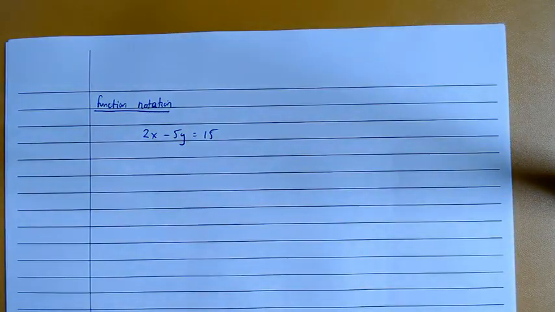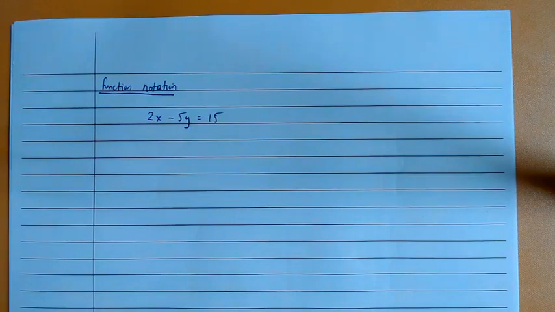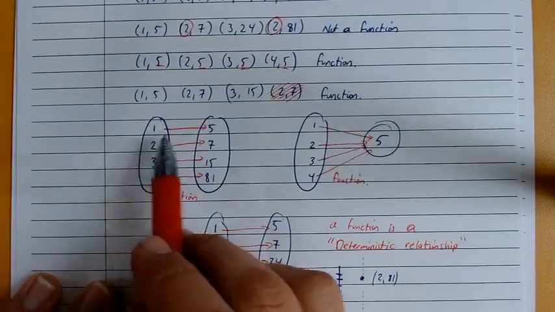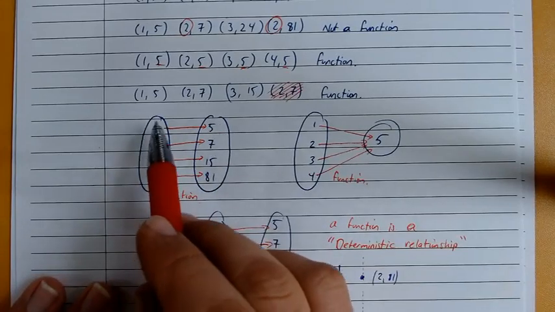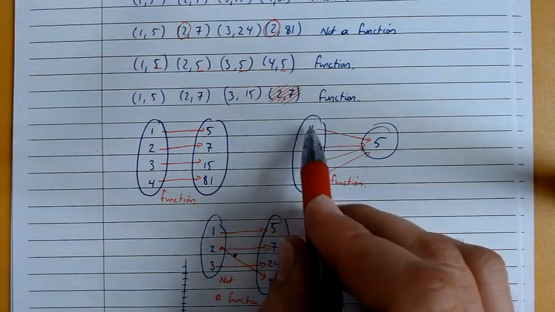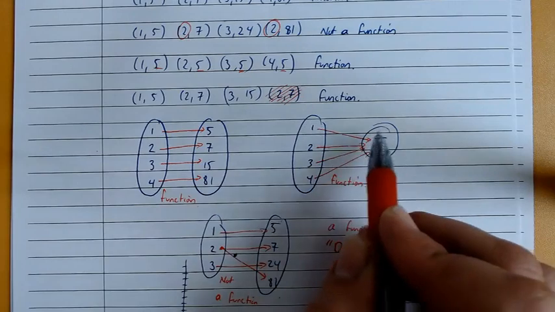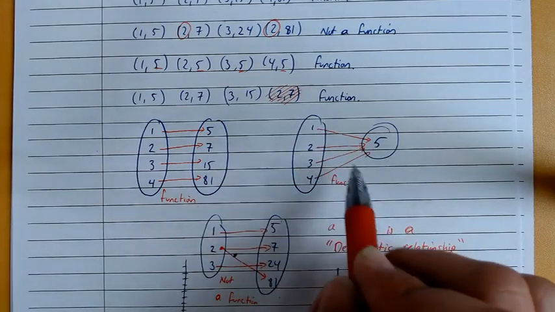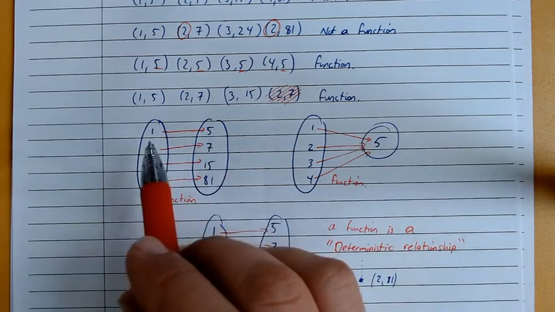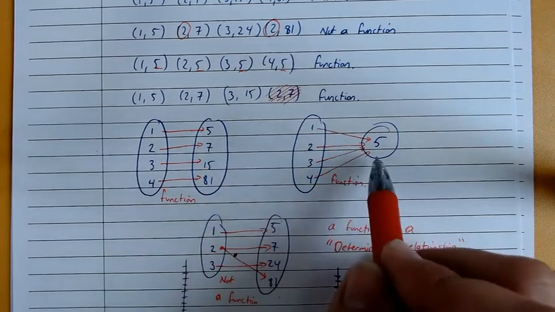2x minus 5y equals 15. Let me solve for y. You say, can I solve for x? No, because by definition, a function is going to have a deterministic relationship from the first entry to the second. Meaning, once I know what x is, I can figure out what y is. It doesn't work backwards. Notice, if I know x is equal to 1, I know y is equal to 5. If I know y is equal to 5, here I don't know what x is, but this is still a function. So, for any function, we can solve for y if we know what x is. We can't necessarily solve for x if we know what y is.